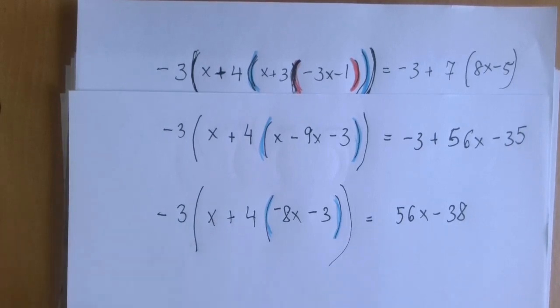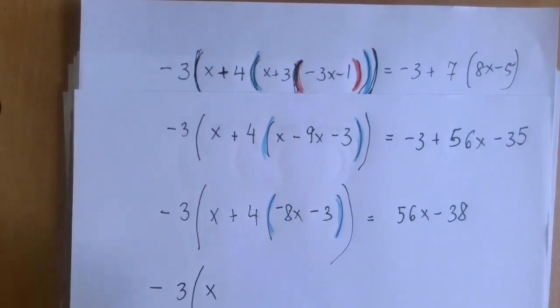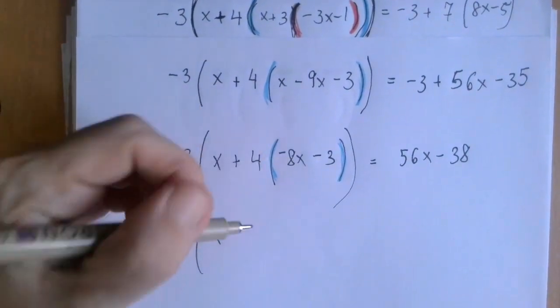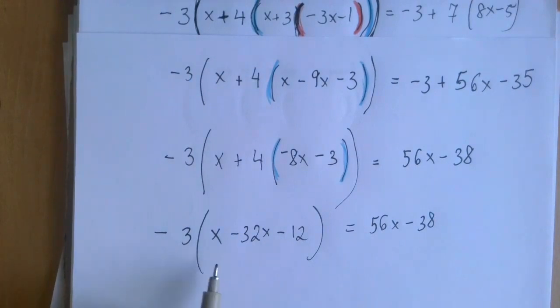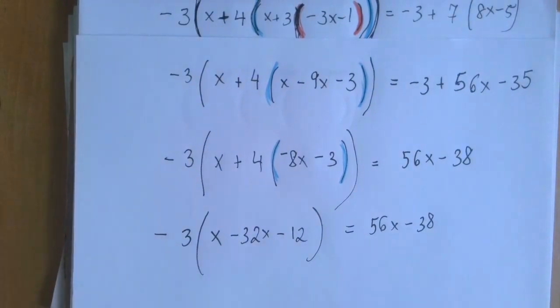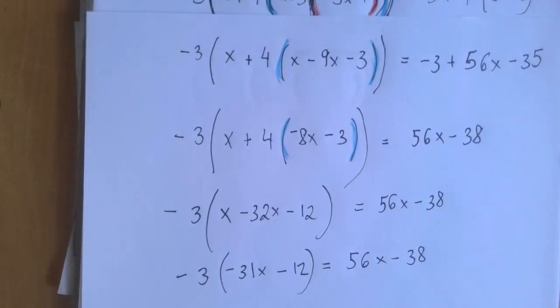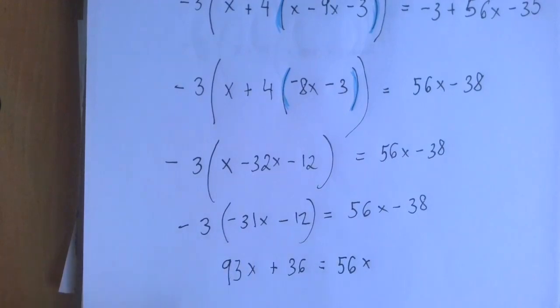So now next we're going to distribute the 4 inside the parentheses. 4 times negative 8 is negative 32. 4 times negative 3 is negative 12. We're going to combine like terms. X minus 32x is negative 31x. Now we distribute negative 3. Negative 3 times negative 31x is 93x. Negative 3 times negative 12 is plus 36.